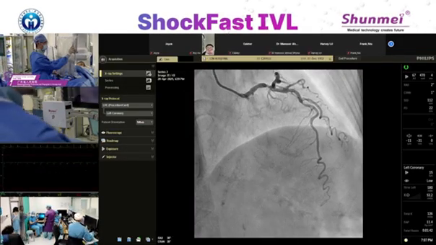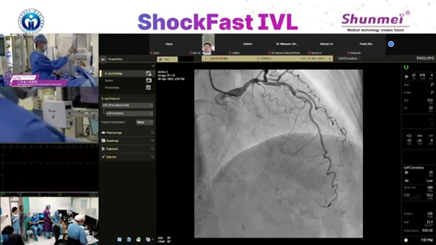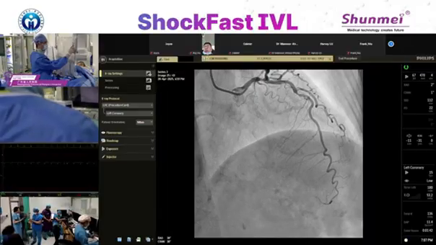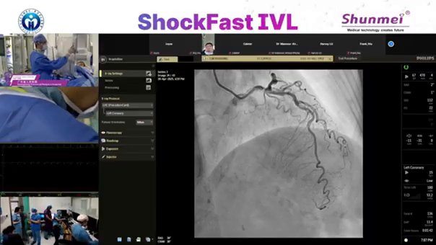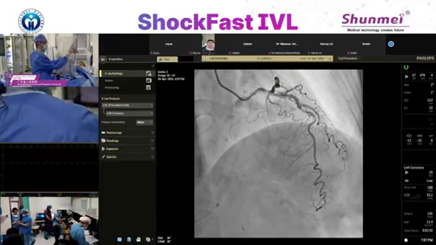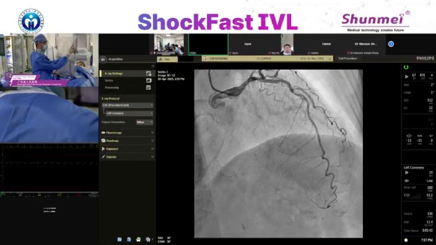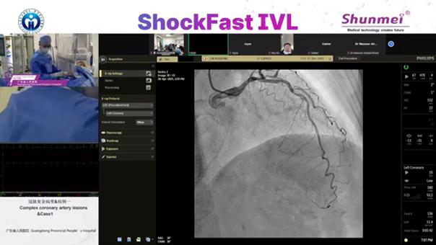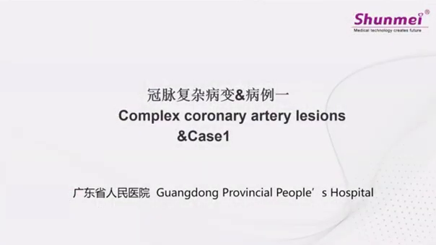Okay, ladies and gentlemen, now our doctor is about to do the Case2 procedure. So I will introduce the patient information for you. For this Case2, the coronary IVL procedure, the patient is female and she is currently 70 years old.